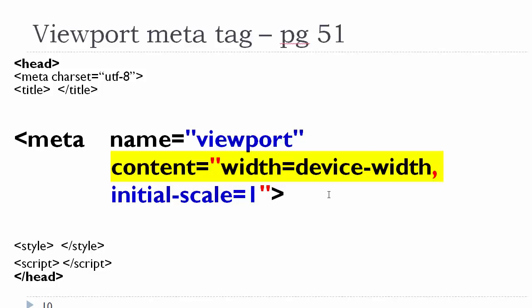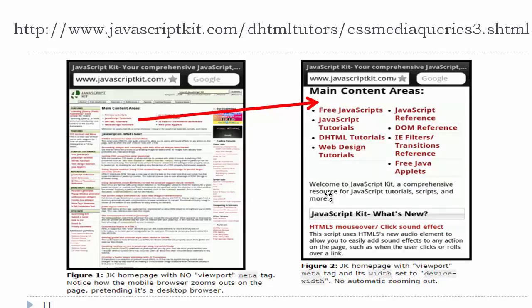Width equals device width. Initial scale equals 1. That's essentially the zoom factor, telling it that in the event that the user had been zooming, we're resetting our zoom to the default of 100%. And this will make more sense when we start developing. Alright, so let's take a look at what I'm trying to talk about.